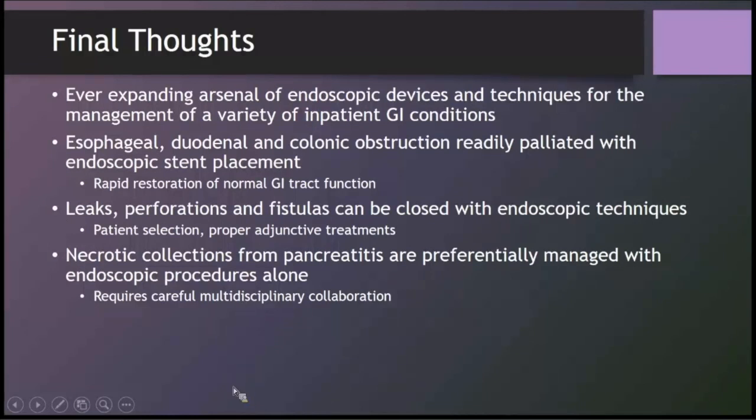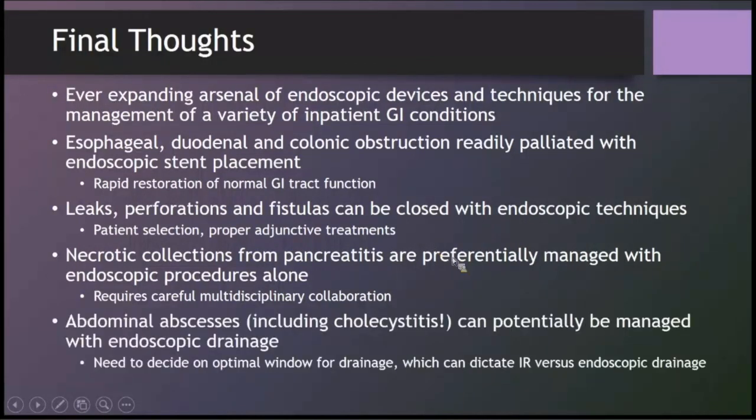We work in teams on this. We work with IR. We work with our surgeons. Some of our surgeons here are really adept at understanding VARD versus endoscopic things. Abscesses and even gallbladders can be drained. We need to figure out the right window and the right patient.